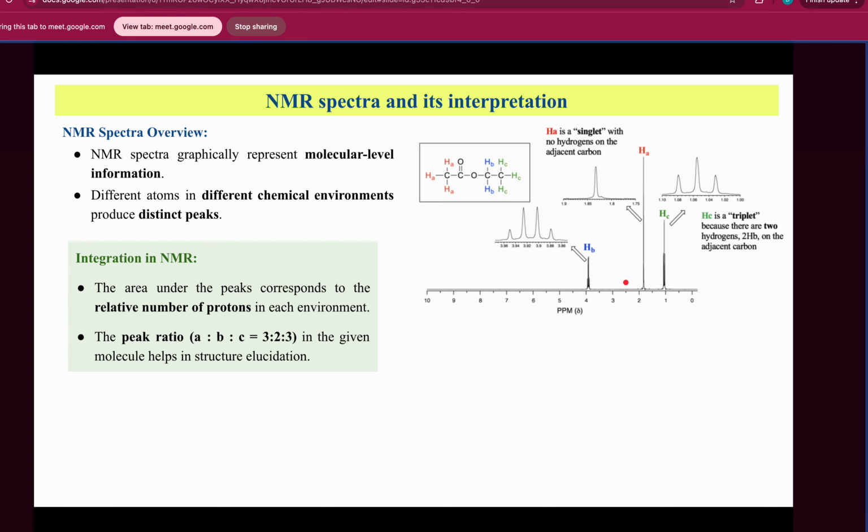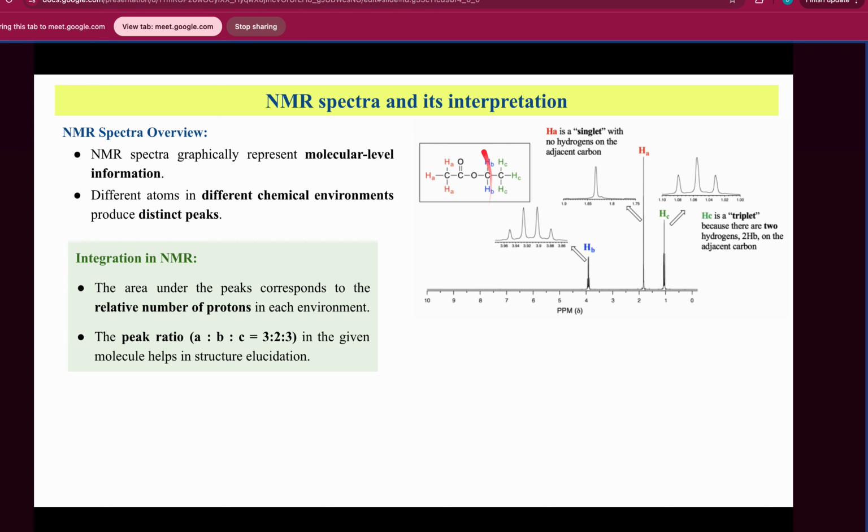Now come the sub-peaks which are present inside these peaks. In this case, Ha is a singlet with no hydrogen on the adjacent carbons. So how do we find the sub-peaks? For that, we need to find the neighbors and check whether the neighboring atom contains hydrogen or not. In the case of Ha, this carbon is linked to a carbon with a double-bonded O, which is the carbonyl carbon. It does not have any hydrogen, so we only observe one single peak, known as a singlet. That means there is no hydrogen on the adjacent carbon.